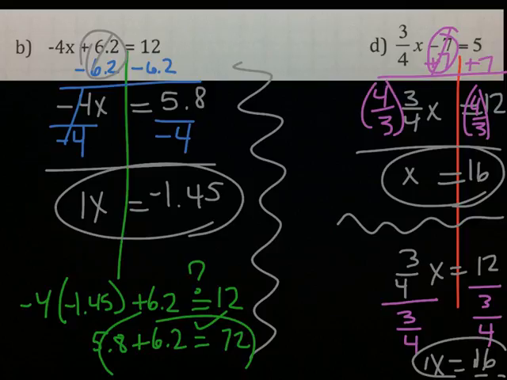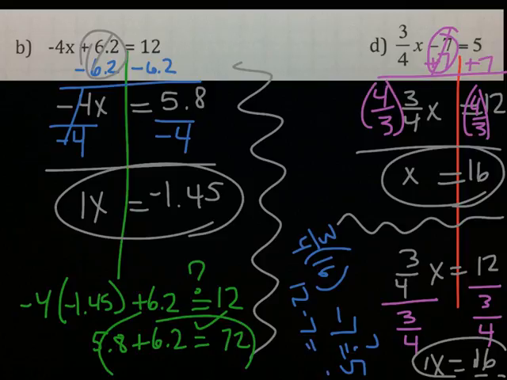But now I need to go and check it. Let me do it to the side here. So 3/4 times 16 minus 7 equals 5. That's what I'm not sure about. So 3/4 times 16 is 12. And 12 minus 7, yes, that is 5, so I know I'm right.